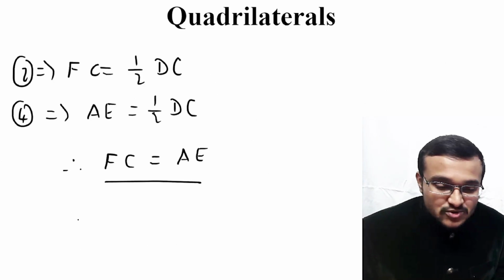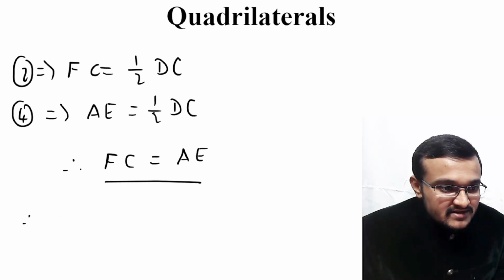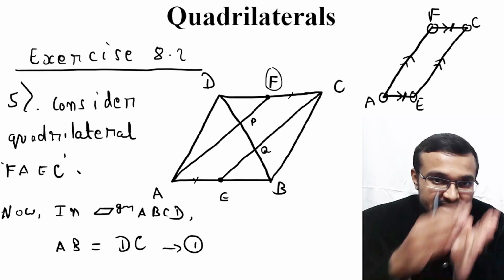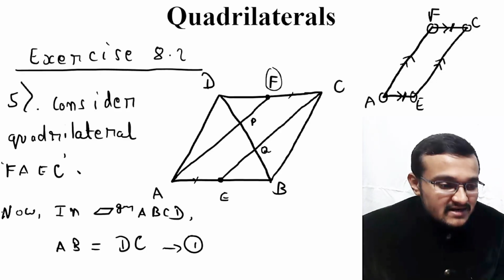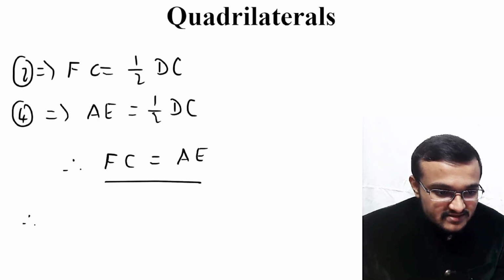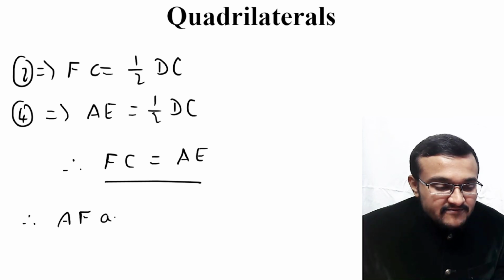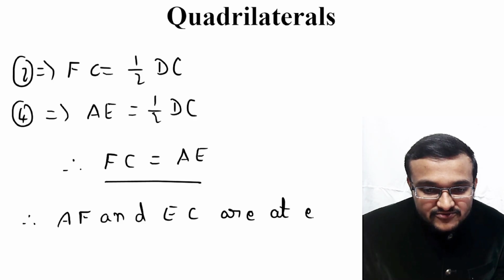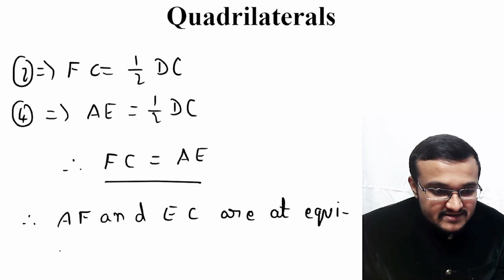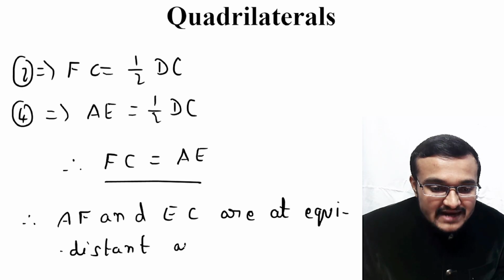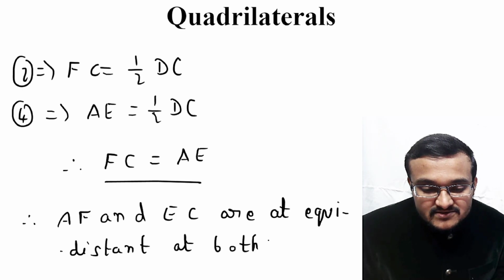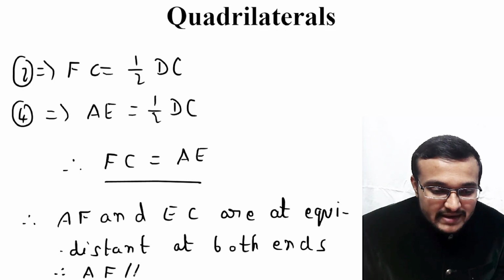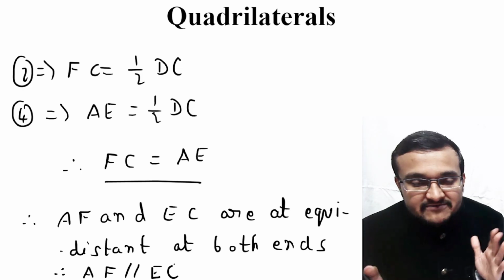Since FC is equal to AE, these two lines, AF and EC, will be parallel to each other. Therefore AF and EC are equidistant at both ends. Therefore AF is parallel to EC.